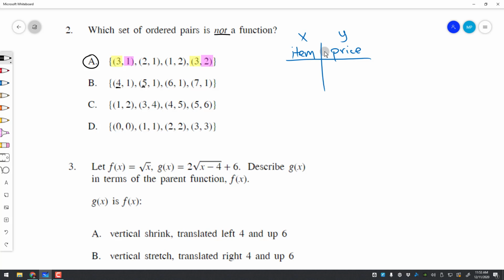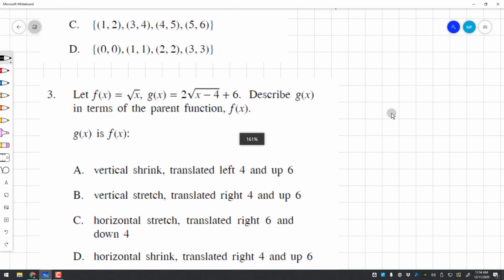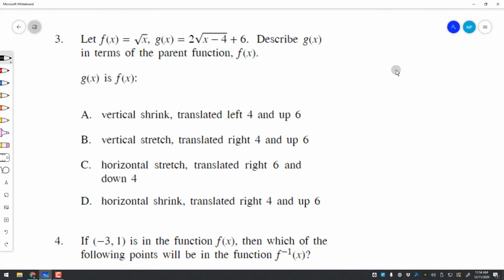If you check the rest of them, none of the x values even repeat. So they're all different items. Does it matter that they're all the same price? Nope. I mean, think about the dollar store, right? Everything's a dollar in there. So every other set would still represent a function and would pass the vertical line test.